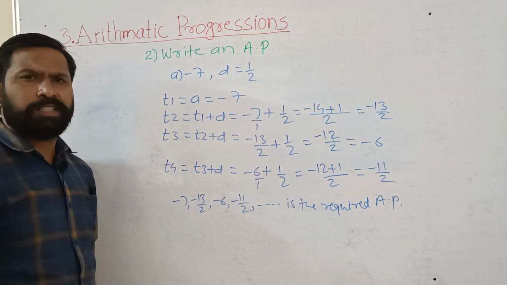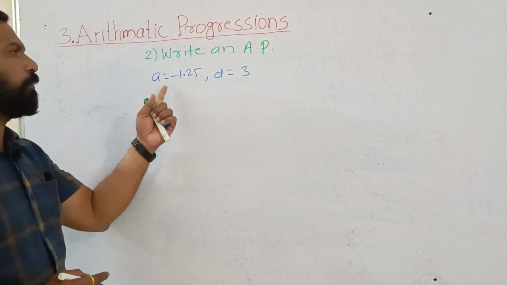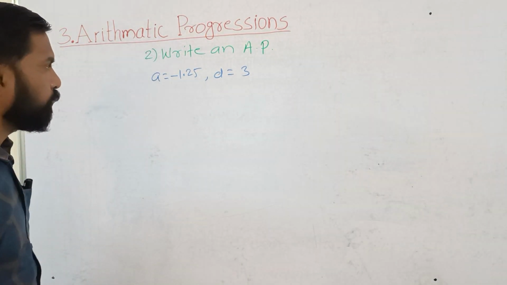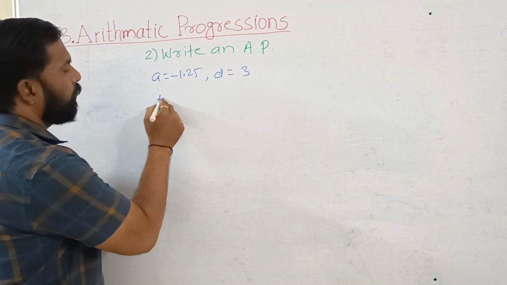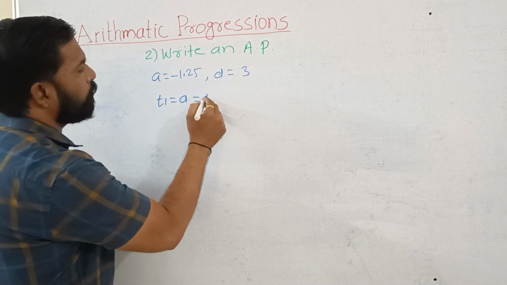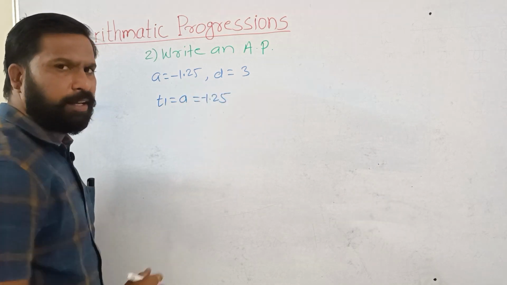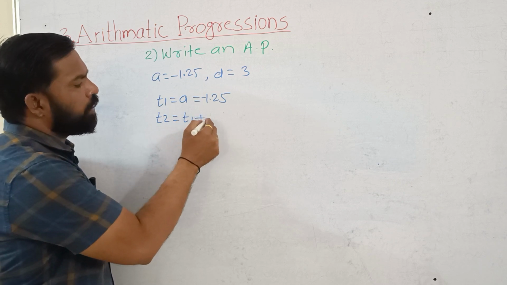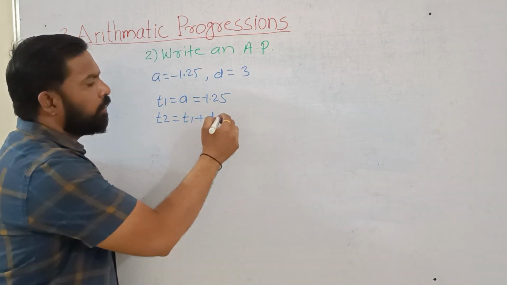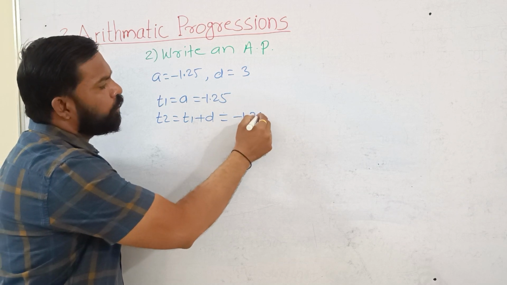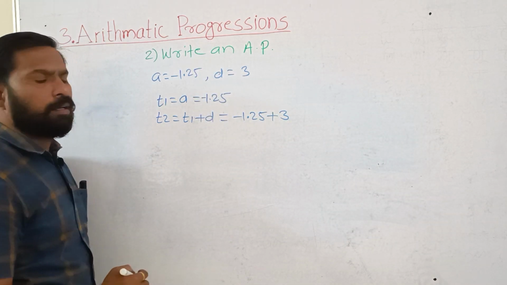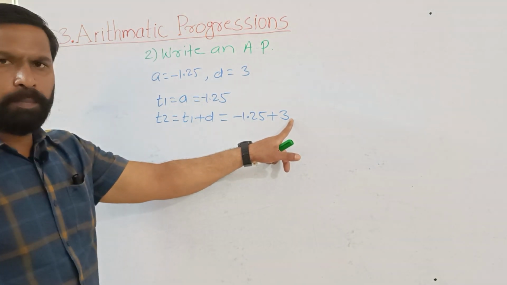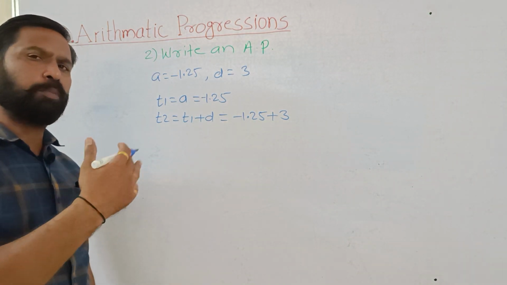Dash dash dash is the required arithmetic progression. So in the next question the value of A is minus 1.25 and the value of D is 3. So we will see what we can do with this one. So T1 is equal to A is equal to minus 1.25. It is clear. Now T2, T1 plus D, if I want to find the next term, which is equal to minus 1.25 plus 3. Where is the decimal point in 3 if I want to find? Here. 3 can be written as 3.0, 3.00.